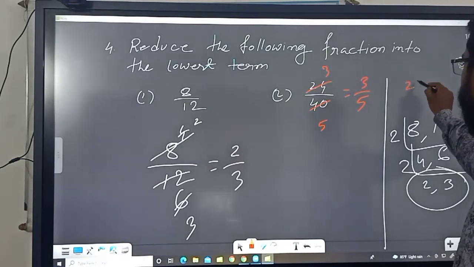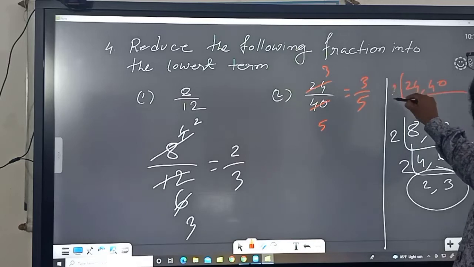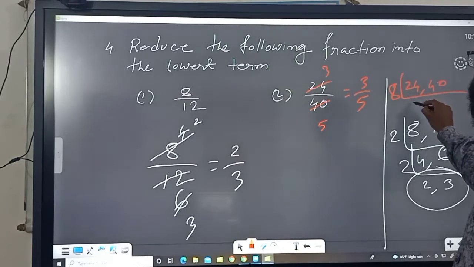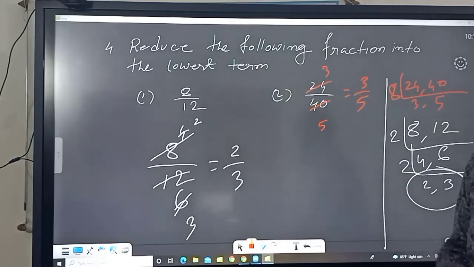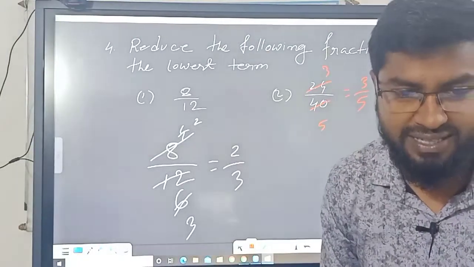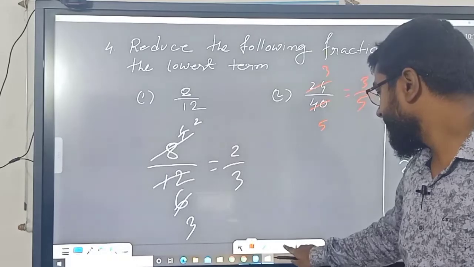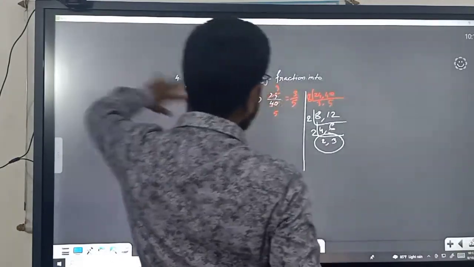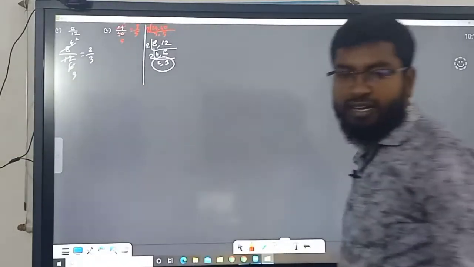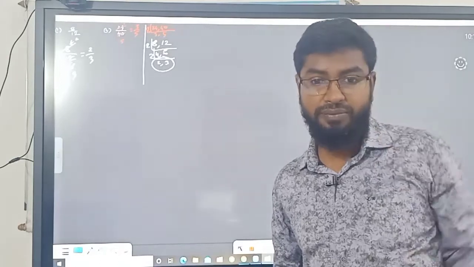By what number have we divided? Can you tell? By 8, I can divide both of the numbers. That is why it's easy. But we can do this without a prime number also. Okay. So we will go for the next one.